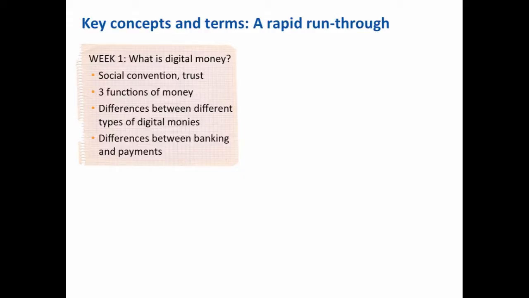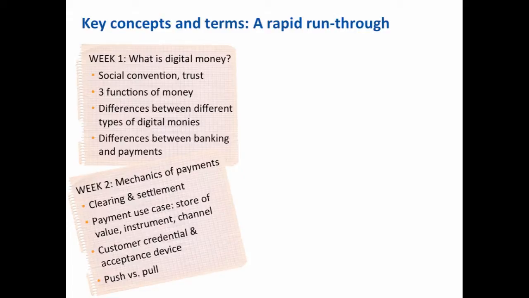We started week 1 by looking at what is money. We saw that modern money is fundamentally a social convention, and it works simply because we trust it. That money has 3 functions: as a store of value, as a means of payment, and as a unit of account. Digital monies differ fundamentally by who issues them and how widely they're accepted. Banking and payments are inherently quite different. Banking is about managing or optimizing risk, whereas payments is about minimizing risk and maximizing network size.